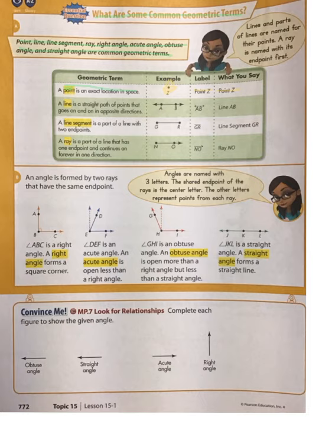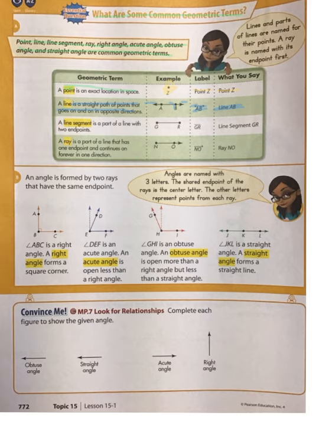And a line is just a straight path of points that goes on in opposite directions. And it has the arrows on the end. And it usually has at least two dots on it. So we would label this line AB, and we would say line AB. So you would draw a line and write AB underneath it.